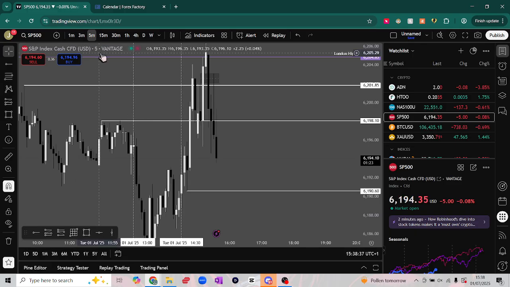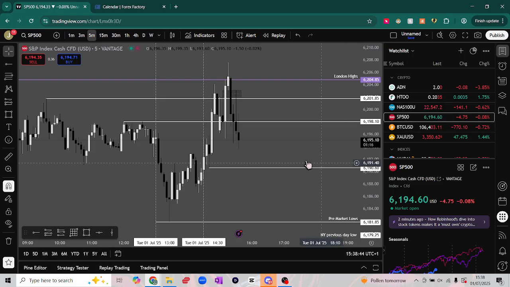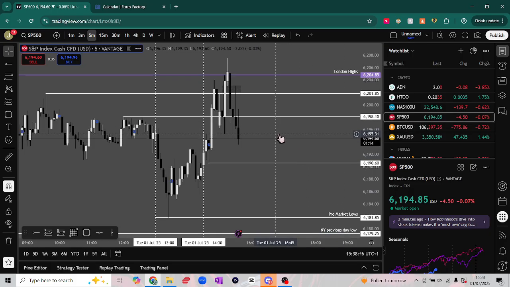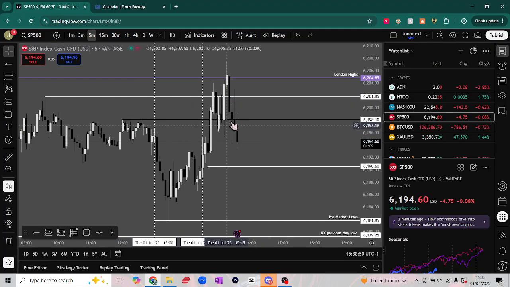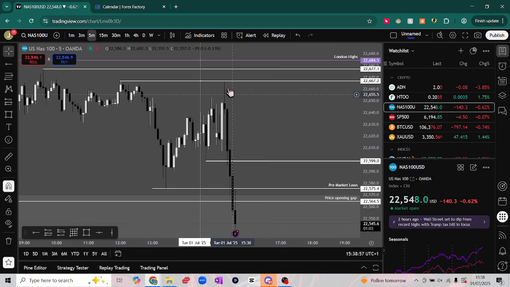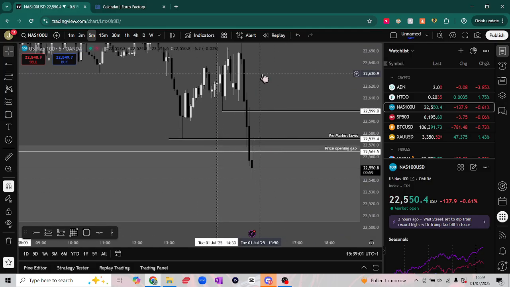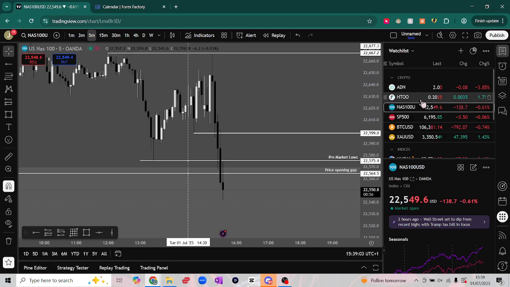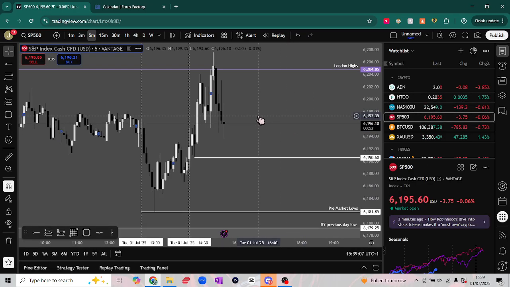If nothing happens, then it's cool. We'll just be done for the day, which is great. I don't mind doing this. I'm really enjoying the fact that I am doing this, and I can go ahead and get rid of these highs because they've already been taken out. But yeah, relative equal highs here. I think Nasdaq will have a strong push after it's reacted. So yeah, we just gotta wait really.